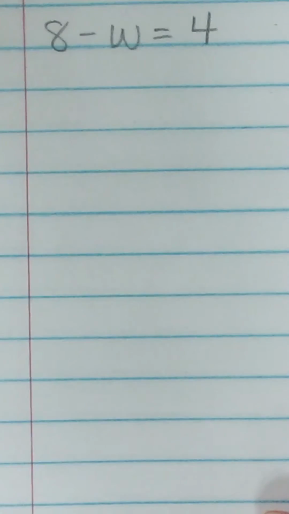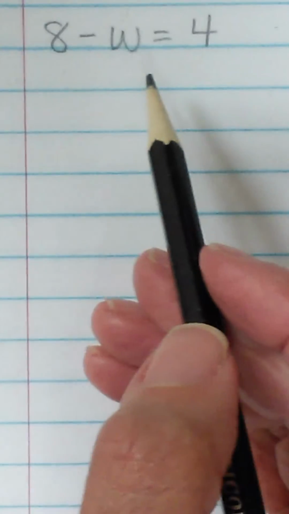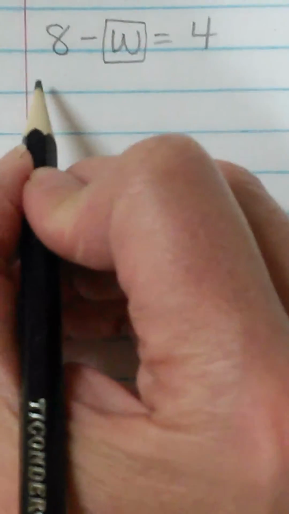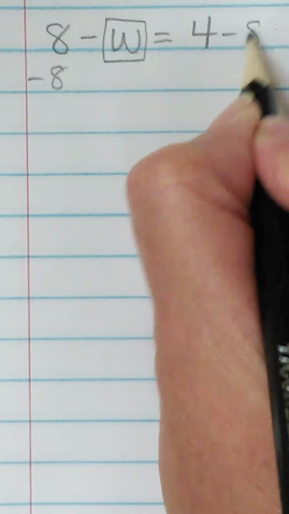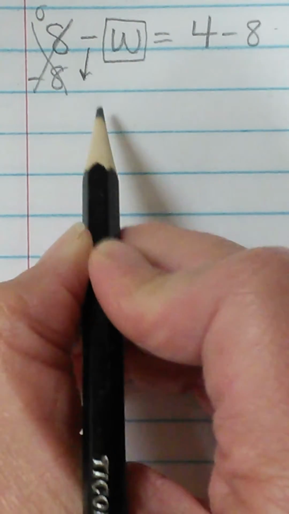The one that's a little more complicated is this kind of problem right here, where I have 8 minus w equals 4. I still want to get that w by itself, so I have 8 in my way. I get rid of 8 by subtracting 8 from both sides. Get rid of those 0 pairs. But what I'm left with is this negative.